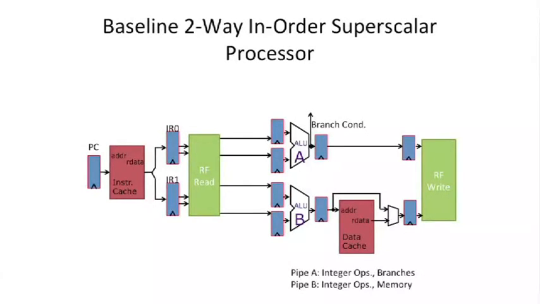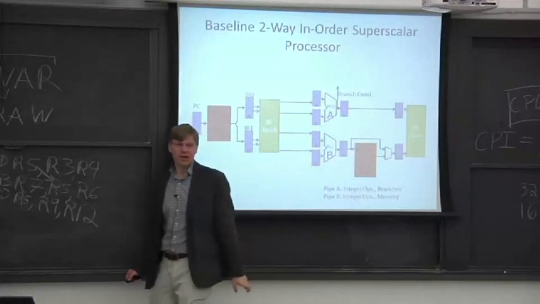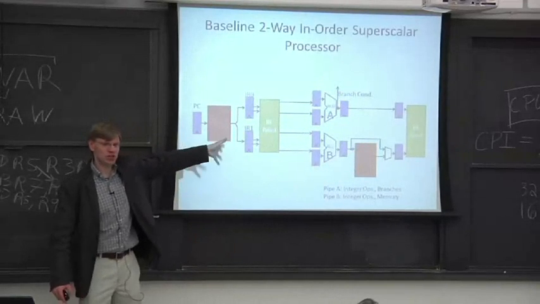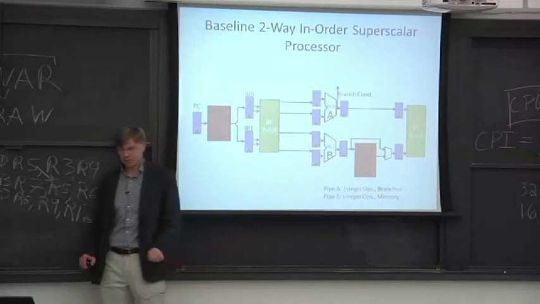And pipeline A, let's say, can do integer ops and branches. And pipeline B can do integer ops and memory access. But you can't do memory up here and you can't do branches down there. There's nothing fundamental. We're just going to look at this basic example to have 2 asymmetric pipelines.